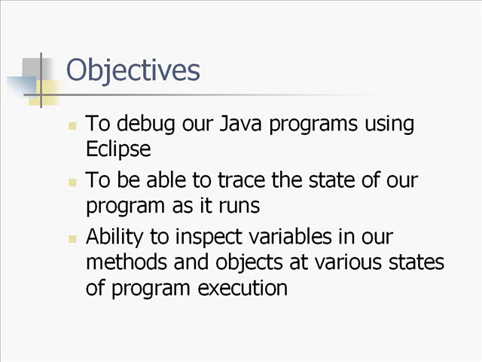The debugger in Eclipse has a very important attribute. It gives us the ability to inspect or determine what the variable values are, to inspect our variables in the methods and also in the objects that our methods have reference to at any point in the execution of our program.